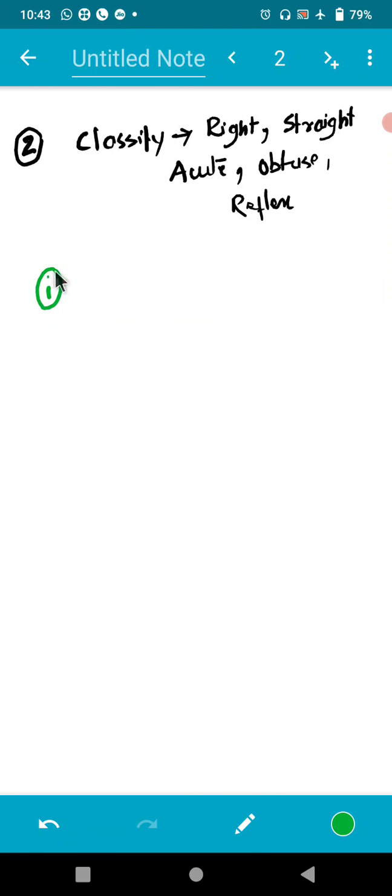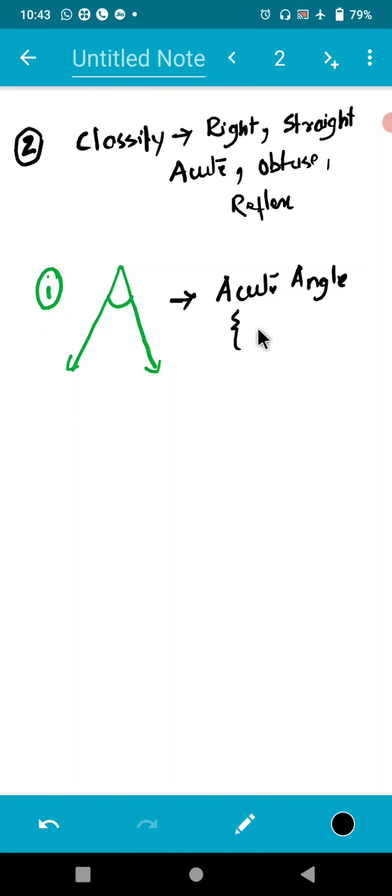So this is question number 1, figure number 1. Now this is the angle that we have to name. Tell me what type of angle this is. As you see, this angle is less than 90 degrees. Any angle which is less than 90 degrees will be termed as an acute angle, since it is less than 90 degrees.